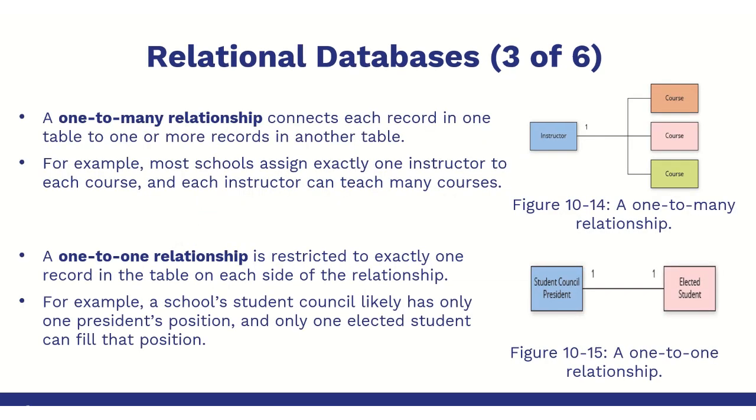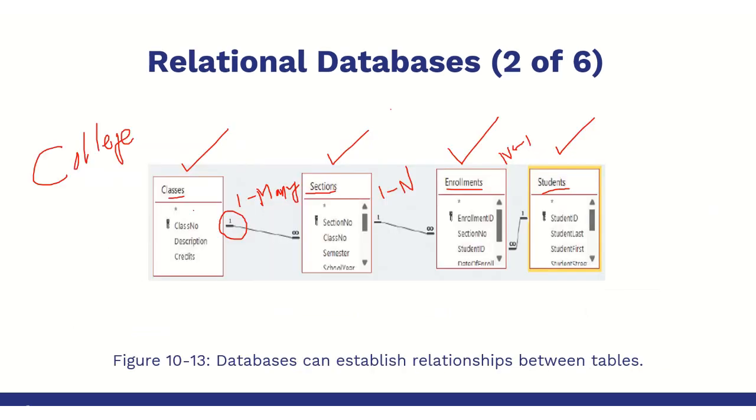Again, in a more formal way, we can describe a one-to-many relationship as connecting each record in one table to one or more records in another table. Just like one record in the class table can be connected to one or more records in the sections table. Why? Because, from the business definition point of view, one class can have many sections. Or one section can have many enrollments. So one record in the sections table can be related to one or more records in the enrollments table.